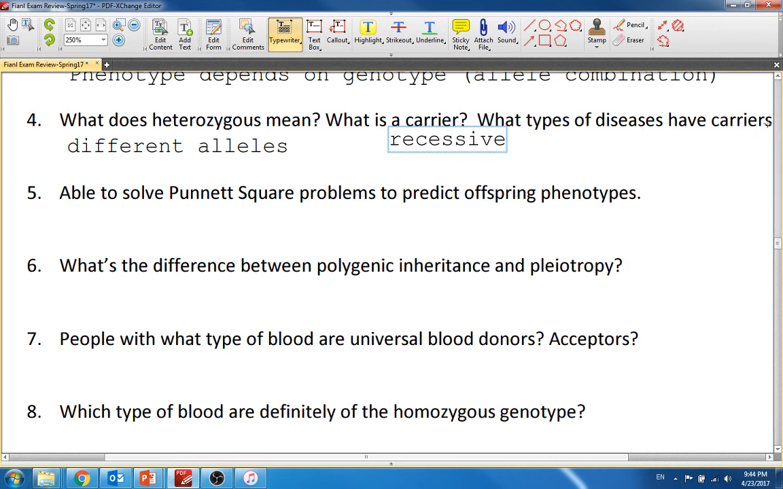What type of diseases have carriers? Only recessive disorders have carriers. That means autosomal recessive and X-linked recessive.